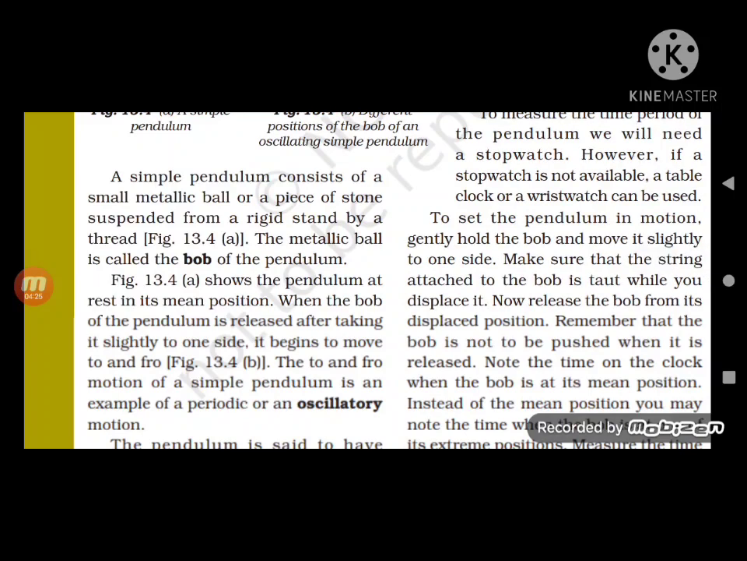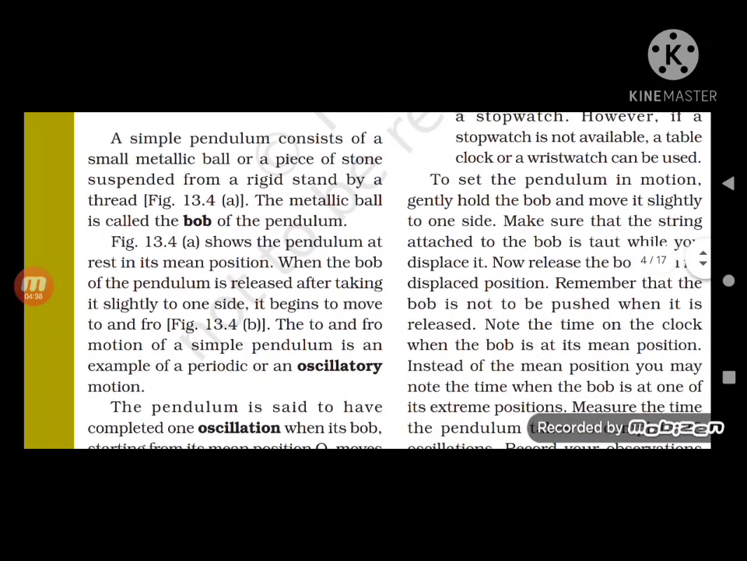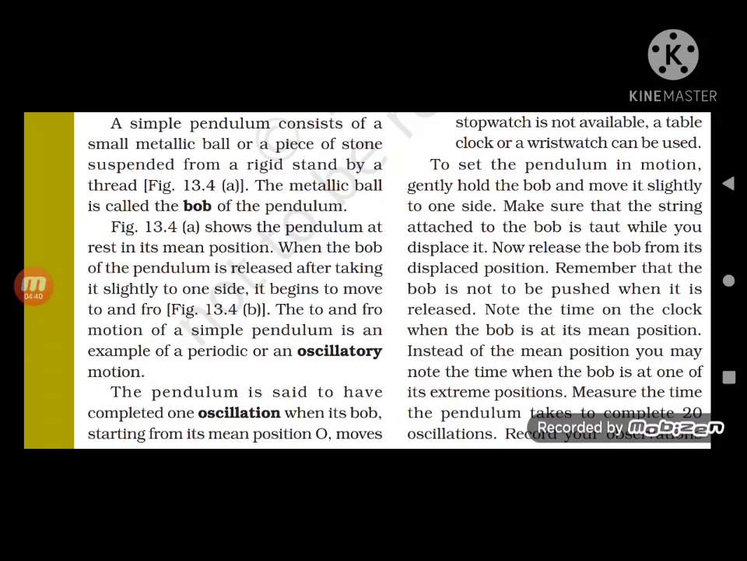A simple pendulum consists of a small metallic ball or a piece of stone suspended from a rigid stand by a thread. The metallic ball is called the bob of the pendulum. 13.4a shows a pendulum at rest in mean position.